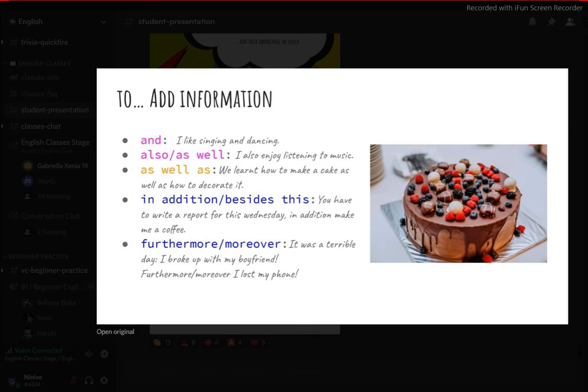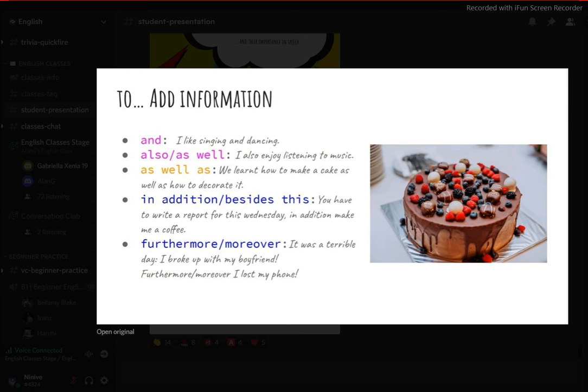And for doing this, we can read the first two examples. I like singing and dancing is the first sentence, and the second one is I also enjoy listening to music. We can connect these two sentences by using and. And in this way, the longer sentence will become I like singing and dancing, and I also enjoy listening to music.